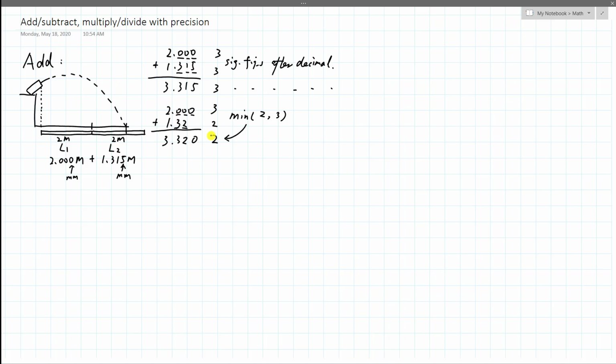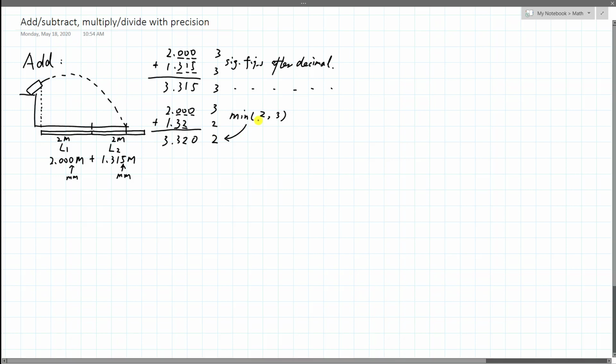And then look at how many sig figs each number has after the decimal places, and then decide to only keep the minimum amount after the addition or subtraction is done. So now we should only keep 2. So this is 3.32. If this is not a simple 0, then we need to round, right?